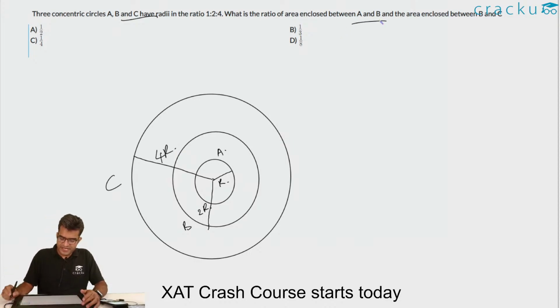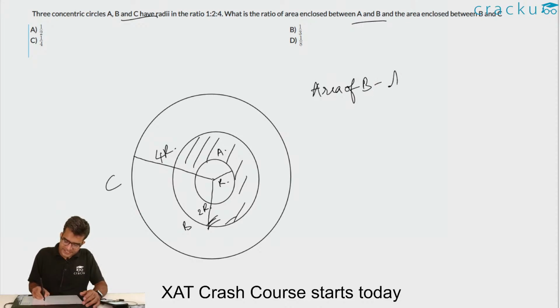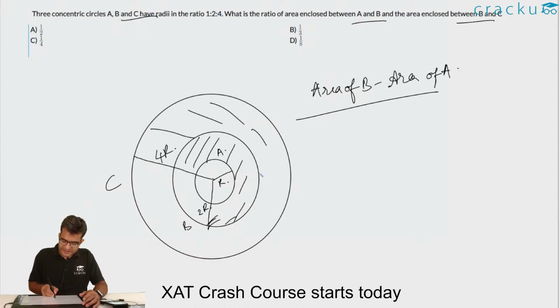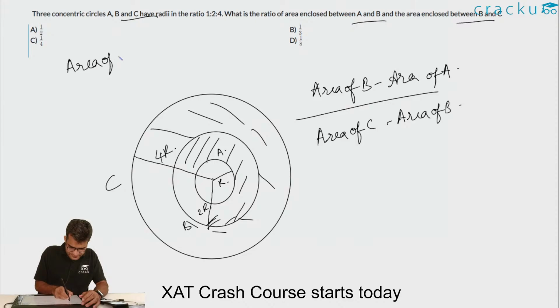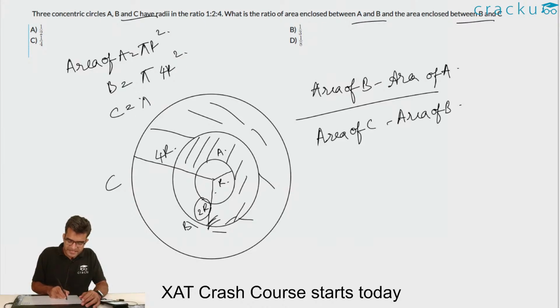So the ratio of the area enclosed between A and B, which is area of B minus area of A, and the area enclosed between B and C, which is area of C minus area of B. What is the area of A? That is pi r square. What is the area of B? That is pi into 2r whole square, so that is pi into 4r square. And area of C is pi into 4r whole square, so that is 16 pi r square.